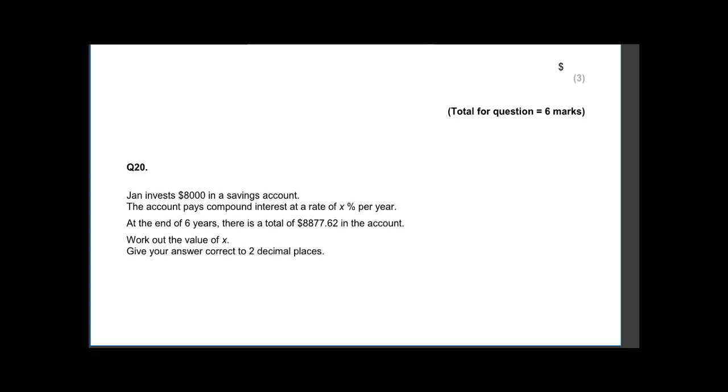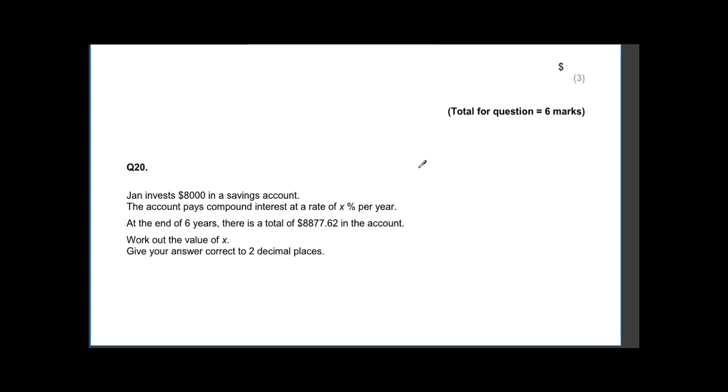Right, last question. Let's do this one. Again, this might be meaningless to you. You didn't tell me what you wanted. Jan, or Jan probably, if it's a man from Germany. Jan invests $8,000 in a savings account. The account pays compound interest rate of x% per year. At the end of 6 years, the total amount is 8877.62. Work out the value of x. Very similar to the last one, actually slightly easier.